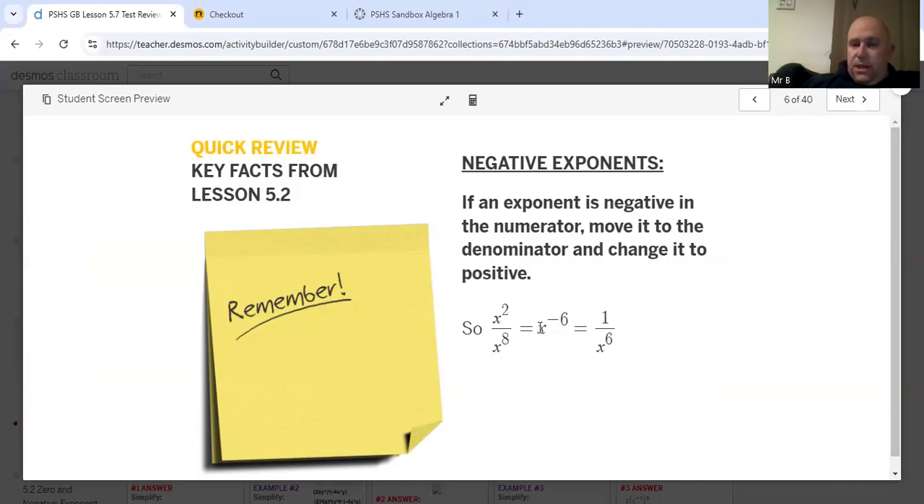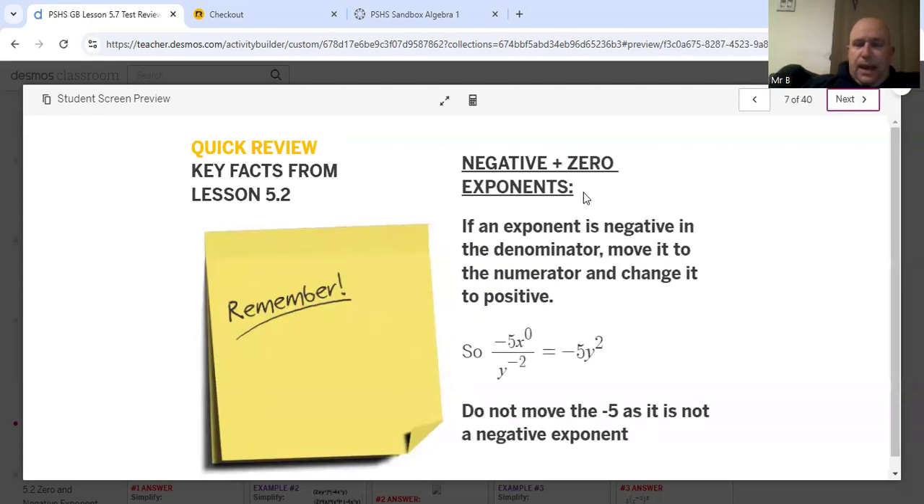Remember, x is also the same as 1x. That's kind of why the 1 stays at the top of this fraction as well. And then a combination of this, 0 exponents mean that the answer is 1. So this here, you can see here, is 1. So when you times it by -5, it's -5. So it's almost like you're crossing this out.